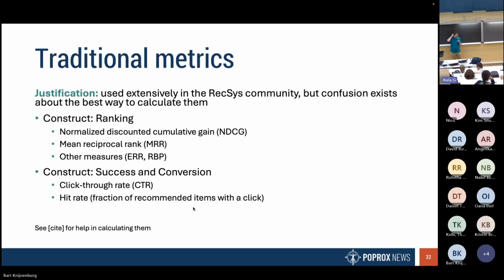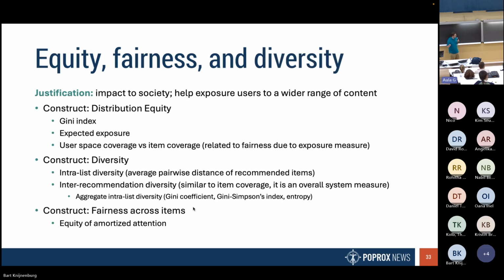So we have these traditional metrics, like ranking, and we can have some success and conversion rates. I'm actually going to skip over this because I assume that most people know about this, right? This is the traditional recommender system stuff. We also have equity, fairness, diversity. We have metrics for that as well, right? A big question is, do these metrics actually reflect real-world perceptions of diversity and fairness, etc.? We actually don't know very well. I know there are some people who are studying this, actually.